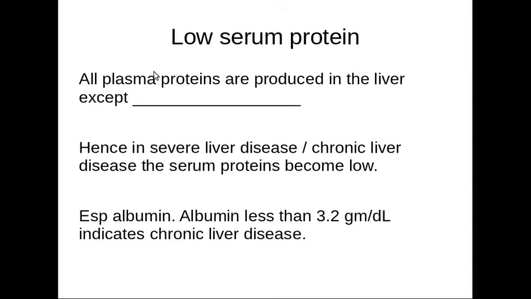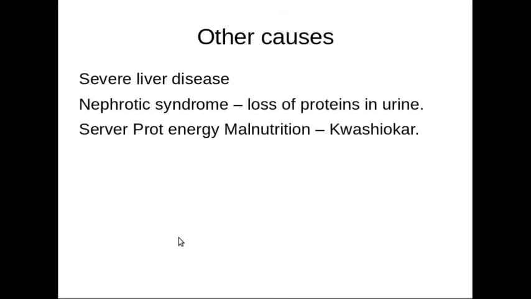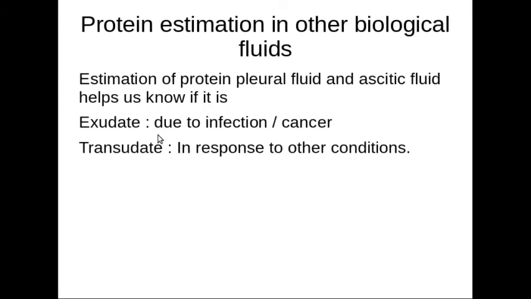Low serum protein. All plasma proteins are produced by the liver except immunoglobulins. Hence, in severe liver disease or chronic liver disease, the serum protein levels become low, especially albumin. If the albumin is less than 3.2 grams per deciliter, it indicates chronic liver disease. The other causes include severe liver disease, nephrotic syndrome, and protein energy malnutrition, especially kwashiorkor.